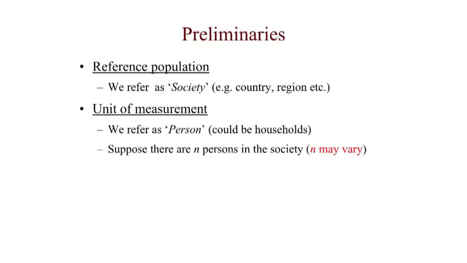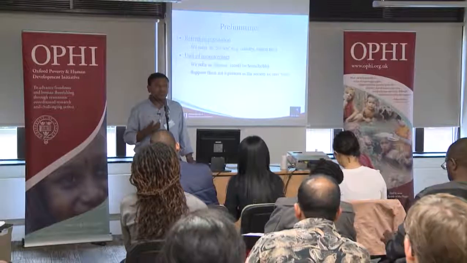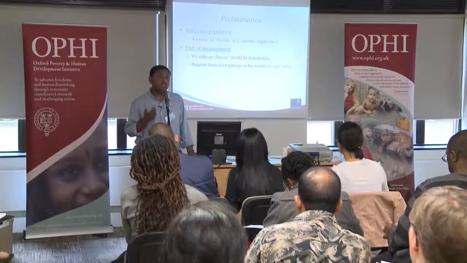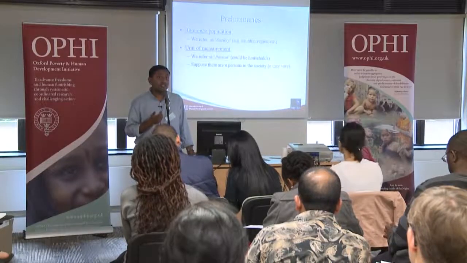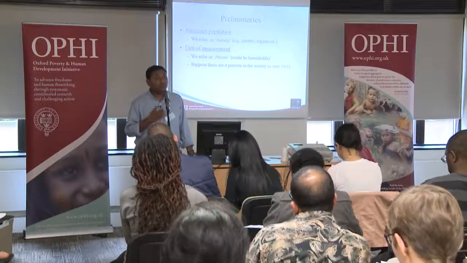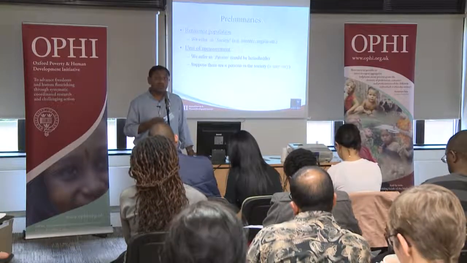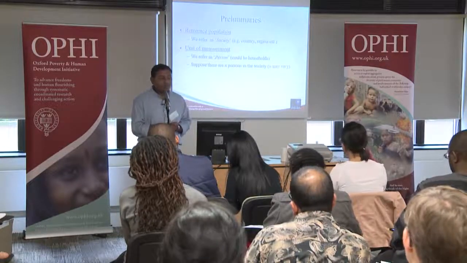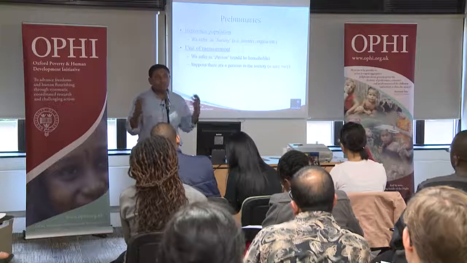Then of course we need to decide on the unit of measurement. Is the unit of measurement persons? We have information at the personal level. We have information at the household level. If we are interested in child poverty, the unit of analysis is children. If we are interested in measuring women's autonomy, the unit of analysis is women, and so on.